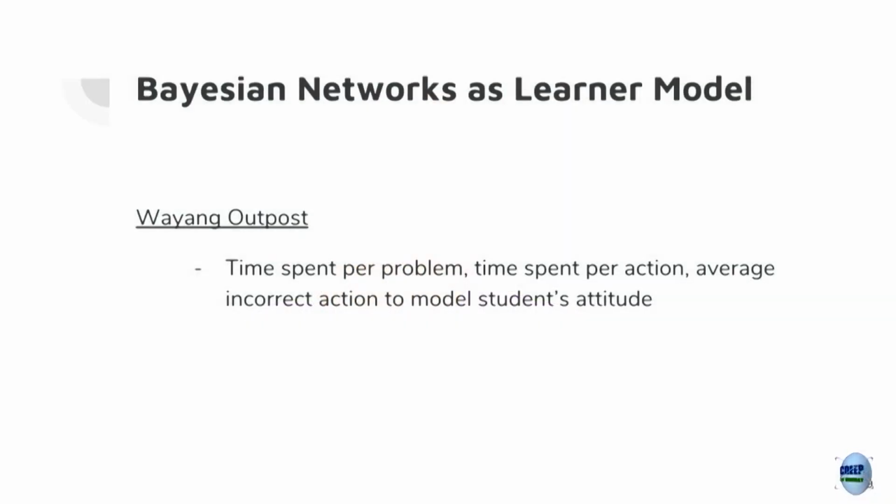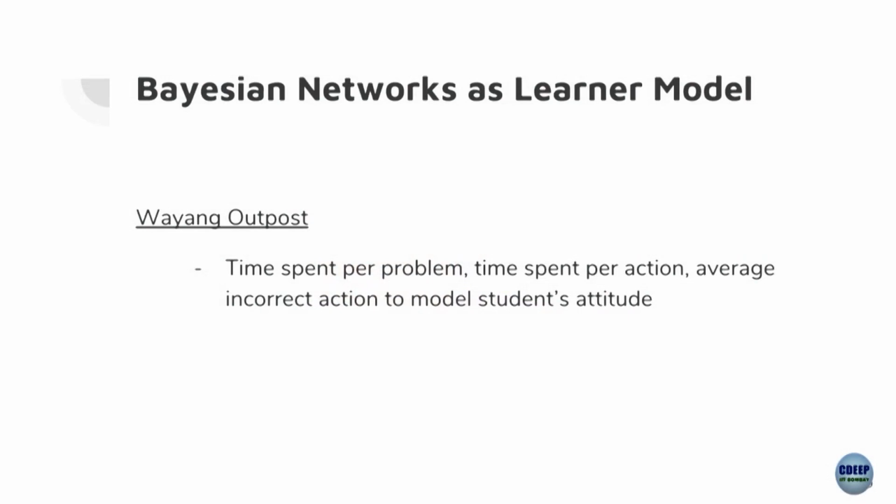This particular network is used in Wayang Outpost. Who did Wayang Outpost? Okay, we have. In Wayang Outpost, they try to predict the student's attitude towards the system by using this particular static Bayesian network. I use the word static in the sense that the nodes and all these values are static. It is not going to change at every time instance. It might change after you conduct an experiment and run the data again, but it is not changing at every instance. So the connections are static. Time spent per problem, time spent per action, average incorrect actions are used to model the student's attitude in Wayang Outpost.